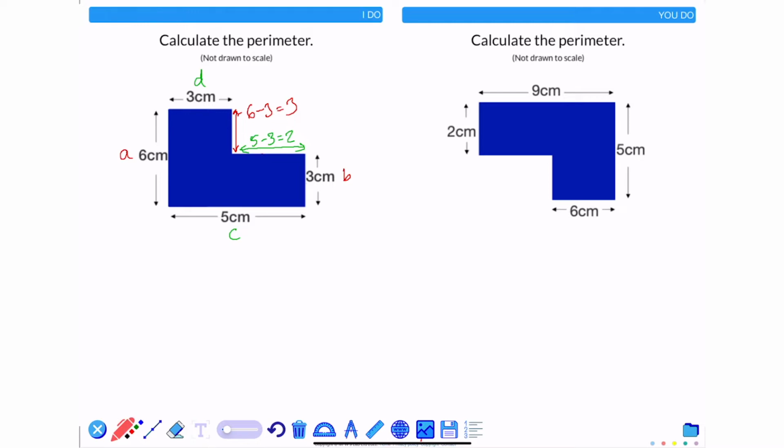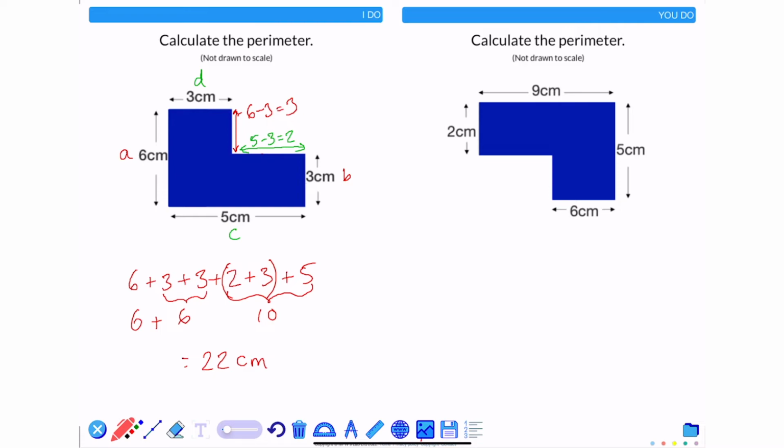So to calculate the perimeter, I simply find the sum of all the different lengths. So 6 plus 3 plus 3 plus 2 plus 3 plus 5. Steadily working my way around the outside of the shape and adding the lengths together. 2 plus 3 is 5. 5 plus 5 is 10. And 3 plus 3 is 6. Add on the other 6 will give me a total of 22 centimeters. This is the perimeter around the outside of the shape.